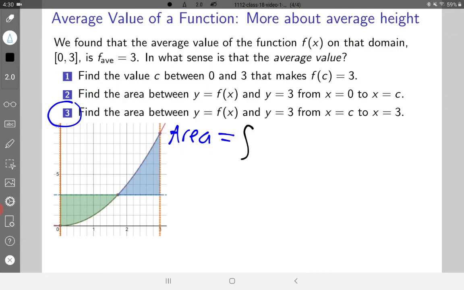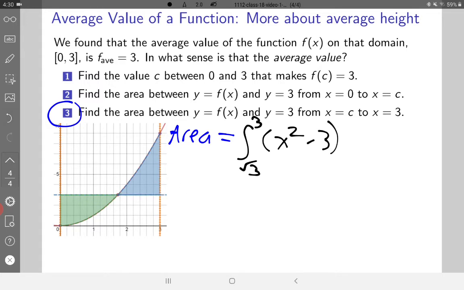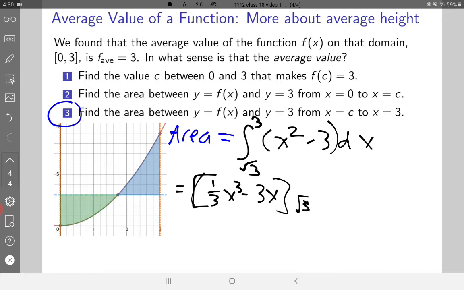This time I'm going to range from root 3 on the left all the way over to 3 on the right. And in this case, the upper curve is always y equals x squared, and the lower curve is always y equals 3. So I'm going to subtract them in the opposite order. I'm going to get pretty much the same antiderivative as I did last time, but with opposite signs. And I have different limits this time, root 3 up to 3.